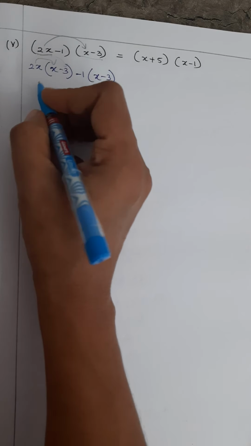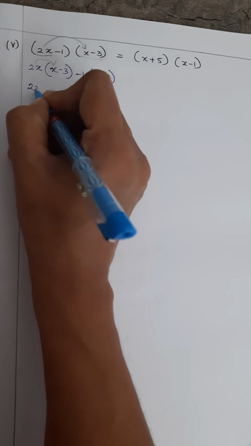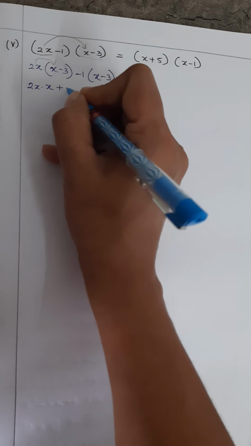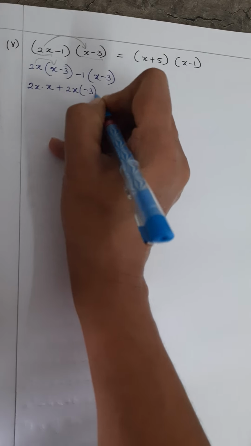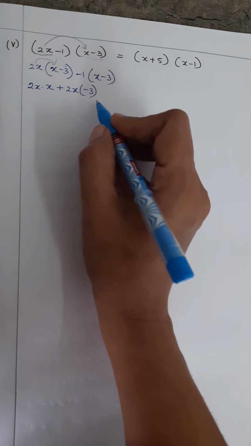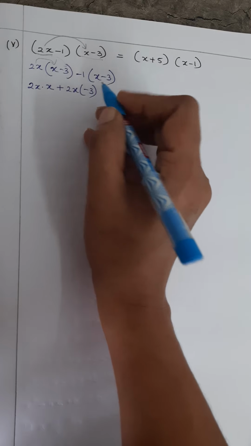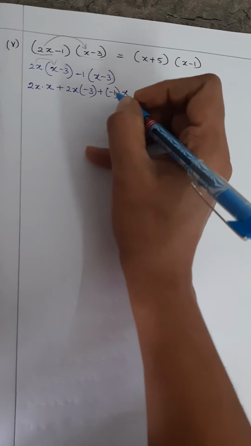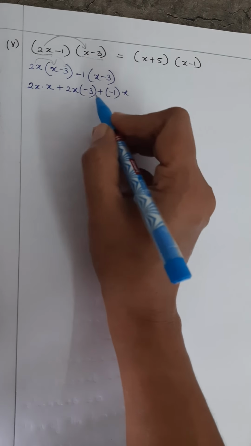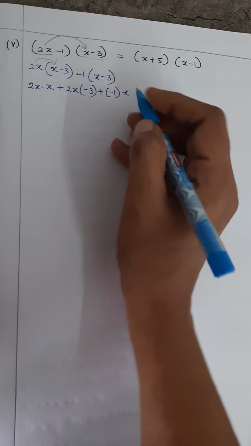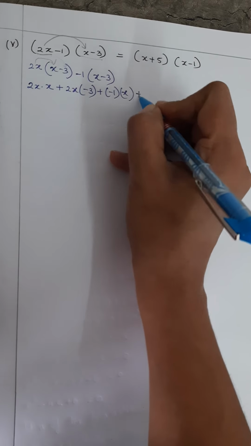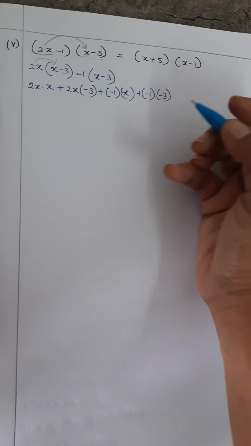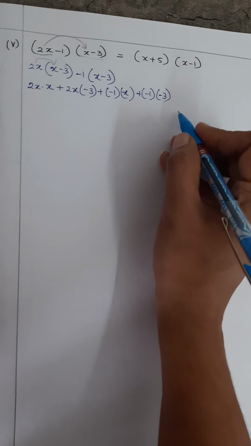Alright, so how can we do this? This is 2x into x. Next is plus 2x into minus 3. Okay, so this is how we get it. Now this side it is minus 1 into x, so we can write it as plus minus 1 into x. If you are confused, but if you know how to multiply directly, you can directly multiply. Plus minus 1 into x and then plus minus 1 into minus 3. Alright, so this is on the left hand side.